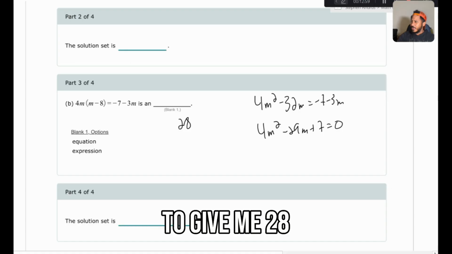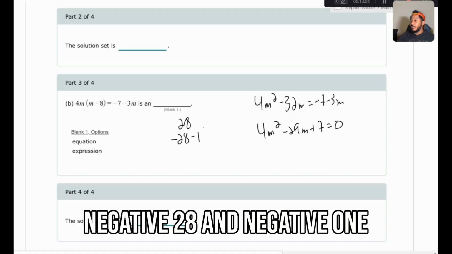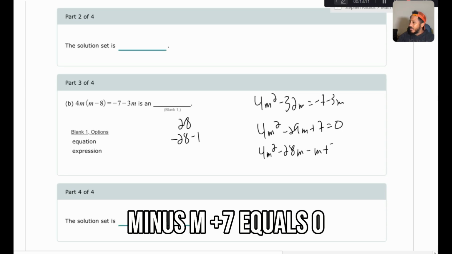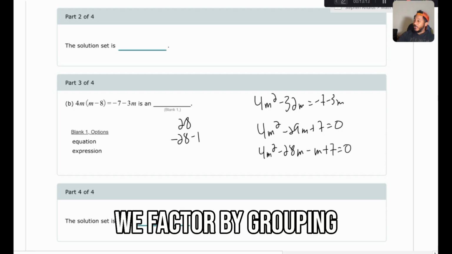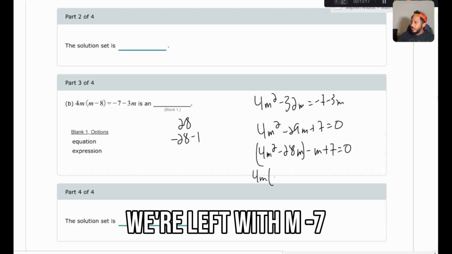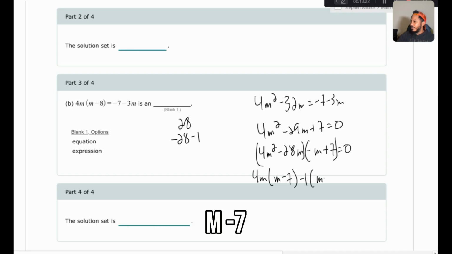So what numbers multiply to give me 28 and combine to give me negative 29? Negative 28 and negative 1. If I rewrite that middle term, 4m squared minus 28m minus m plus 7 equals 0. Now we factor by grouping, right? Group these two. What's their GCF? 4m. We're left with m minus 7. Group these two, their GCF is negative 1, and we're left with m minus 7.